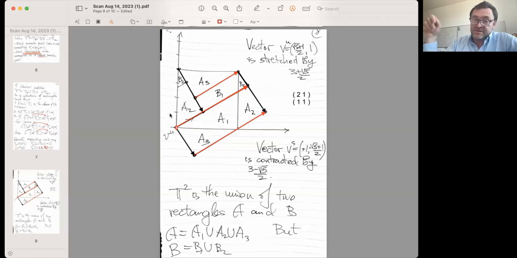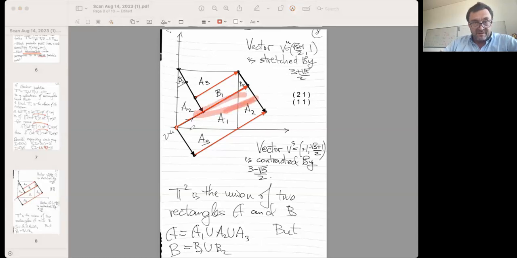I hope it's natural that if you are stretching in one direction, you should be contracting in the other, because we take a torus, and when we apply our map, we get back the torus, which means that the area should stay the same. So what you see on the picture is that our map stretches along red directions, and it contracts along the black directions. So what I'm going to do now is chop my torus into two parts. There will be a rectangle A, and there will be a rectangle B.